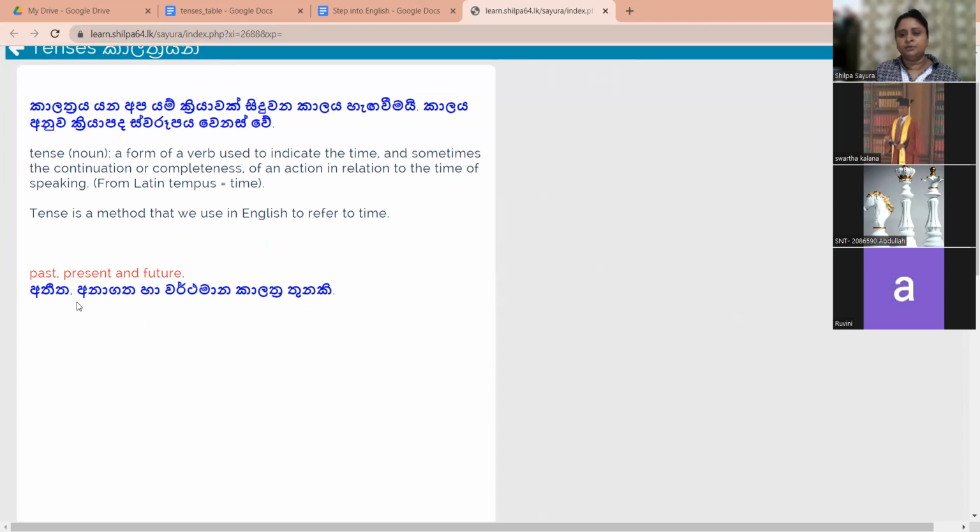So tense is a method that we use in English to refer to time. Basically today we are going to handle these three tenses. We are going to learn these basic tenses, and you may already know about them, but anyways, let us learn that. So past tense, present tense, and future tense. You may wonder why I introduced past first without talking about present, but I hope that you all know the timeline.